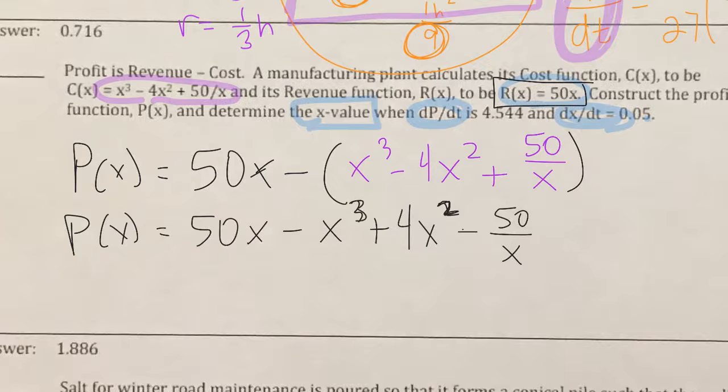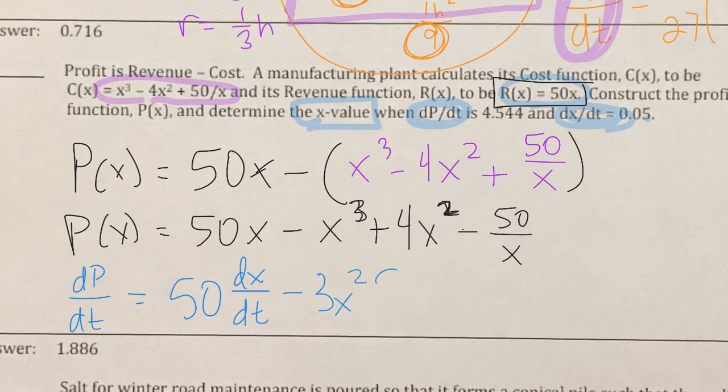Now let's take the derivative of both sides. So you have the derivative of the profit with respect to time equals 50 times dx/dt, because every variable gets a rate, minus 3x squared dx/dt plus 4x, rather not 4x, that's going to be 8x, right? Because it's 4 times 2, 8x dx/dt.